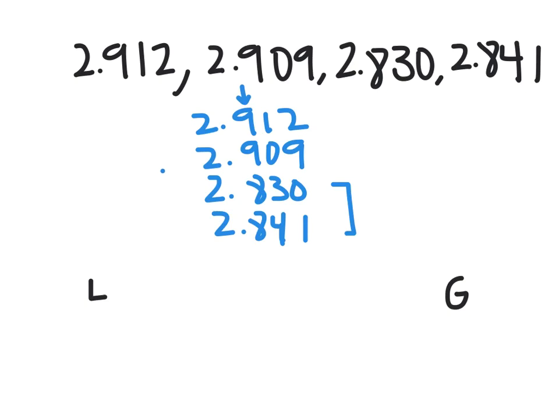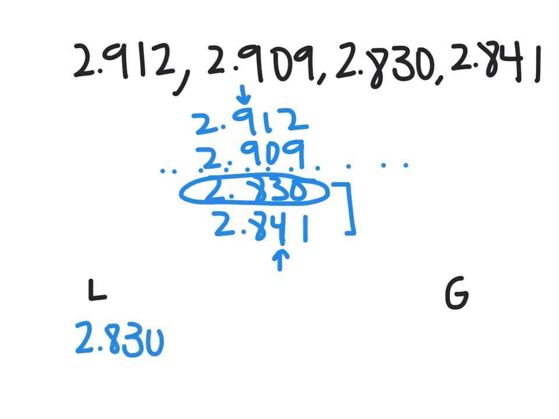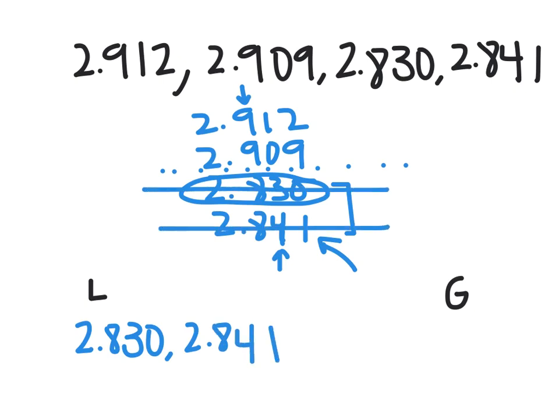So what I'm going to do is kind of break this apart here. I'm going to start looking at those bottom two. I know they both have 8/10, so now I'll look at their 100th spot. This top one has less 100ths than 2.841, so it is the smallest number there is, 2.830. And then this one is a little bit bigger than that, 2.841. I'm going to cross those off because I've already put them in order.